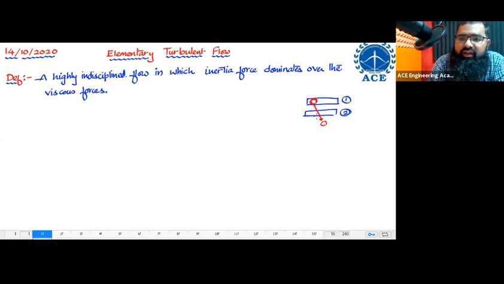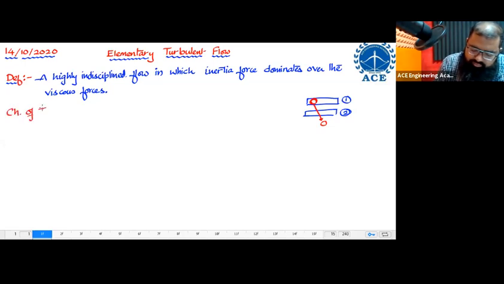Intermixing of fluid particles will take place. Once this intermixing takes place, random collision will take place and continuously the velocities keep on changing. For every fluid particle, the velocities keep on changing. This is one standard result of turbulent flow. So let us see all these things in characteristics.